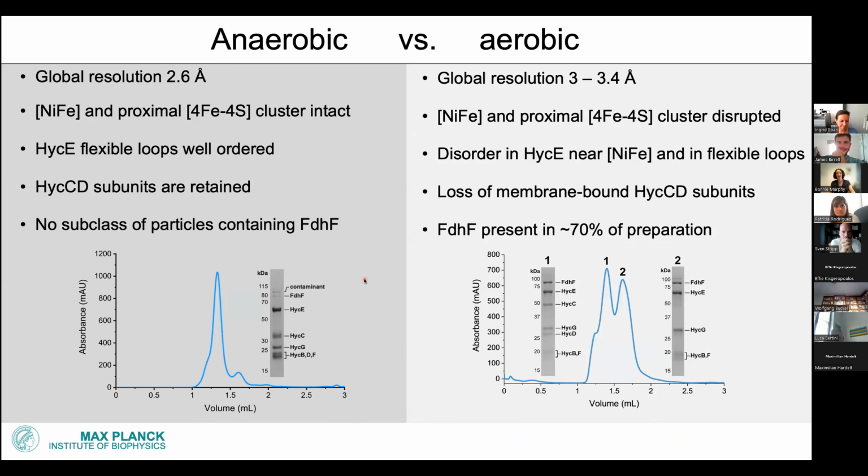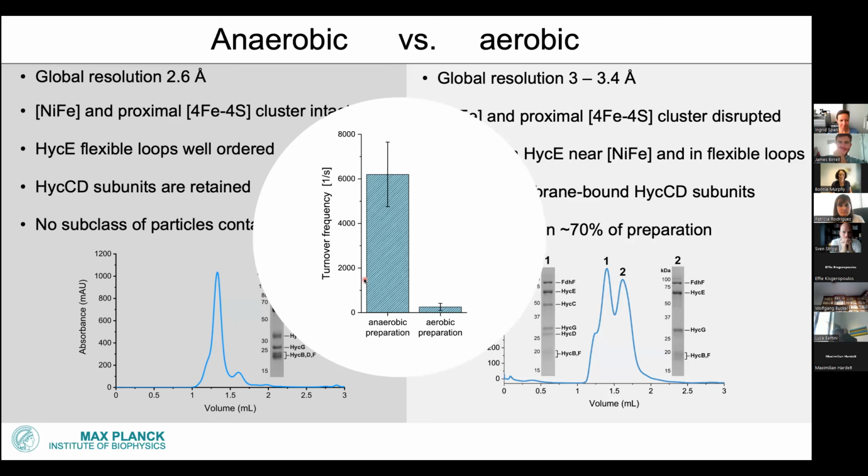So just to sum up, although the resolution was better and the clusters were intact, the things that were most interesting for us were that we saw these loops better ordered in the anaerobic structure, and we think that's related to retaining these membrane subunits. So we think that the disorder caused in the loops by breakdown of the nickel iron catalytic subunit might be the reason that the membrane subunits fall off so easily. But we had no subclass of particles containing the FDHF.